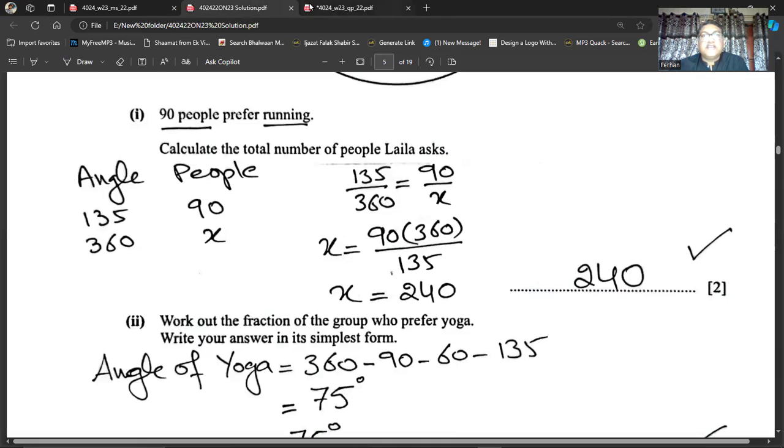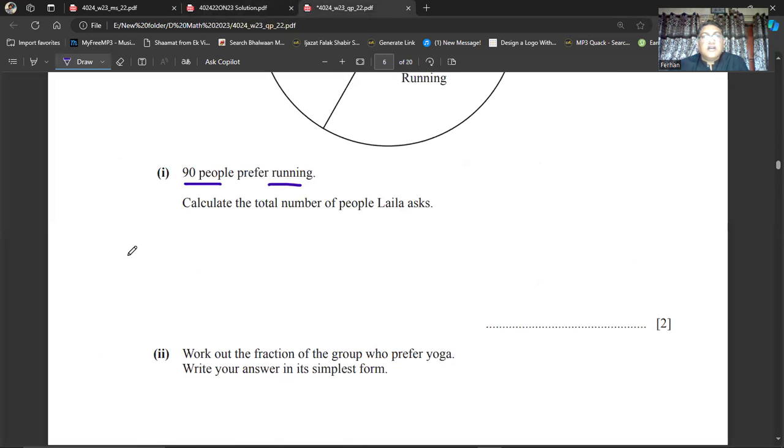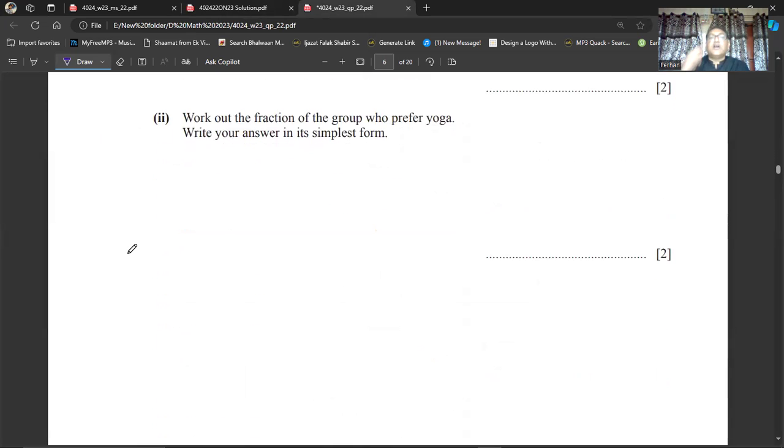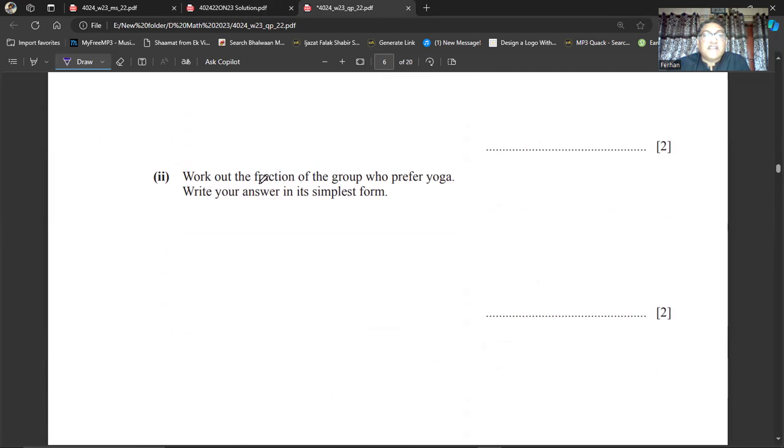This is the solution. Question number 3A and its second part. Work out the fraction of the group who prefer yoga. Write your answer in its simplest form. So we have to represent the fraction for the yoga.